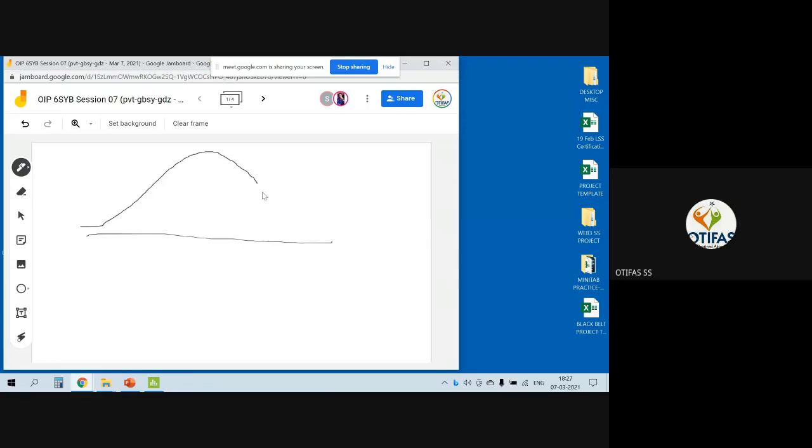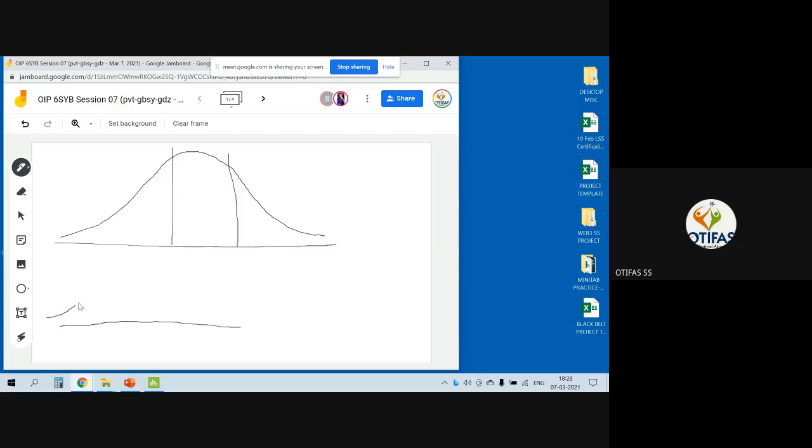How will you find the area in between? Suppose you want to find the area between these two points. You find it with the Z value. The Z value will give you the area from the Z table. If you know the Z value, you go to the Z table and find the area. Before that, let me tell you one more thing. If you want to find the area between these two points, the way is to first find the area from here to here.